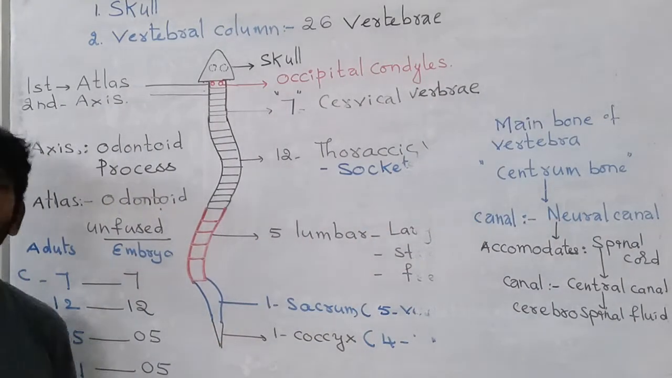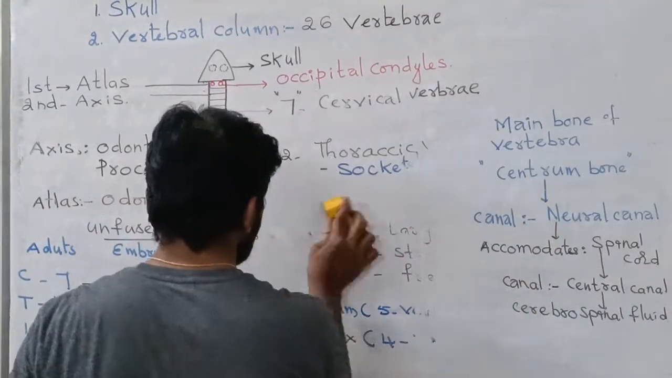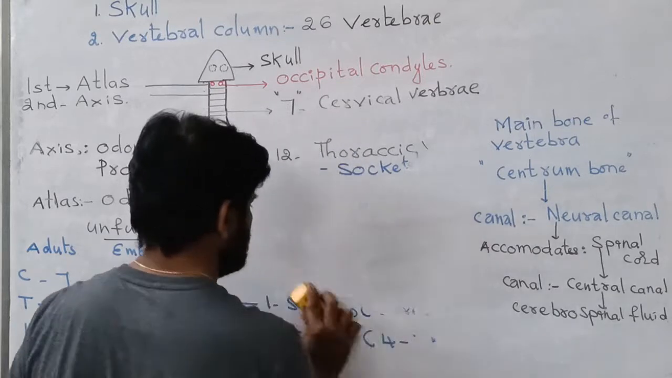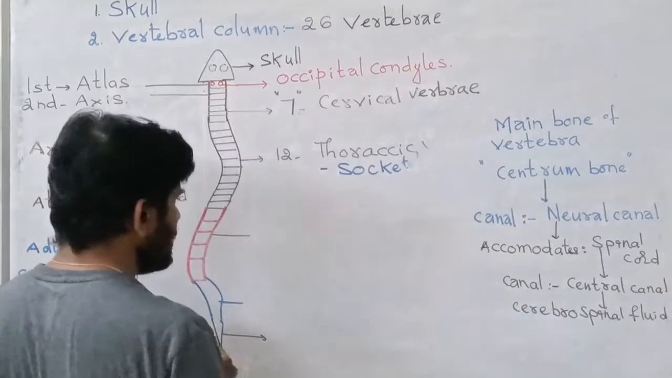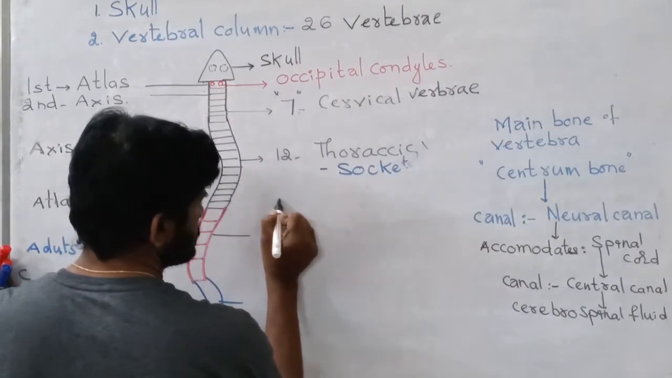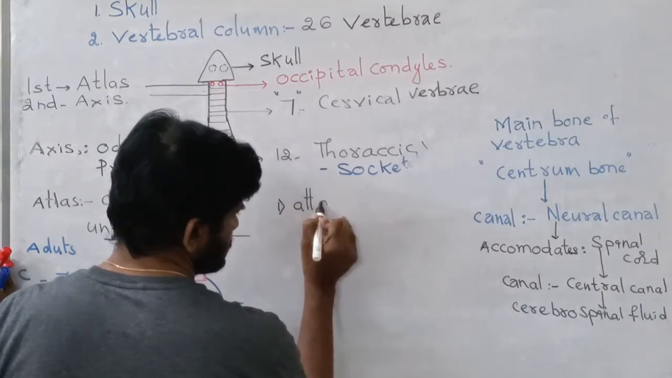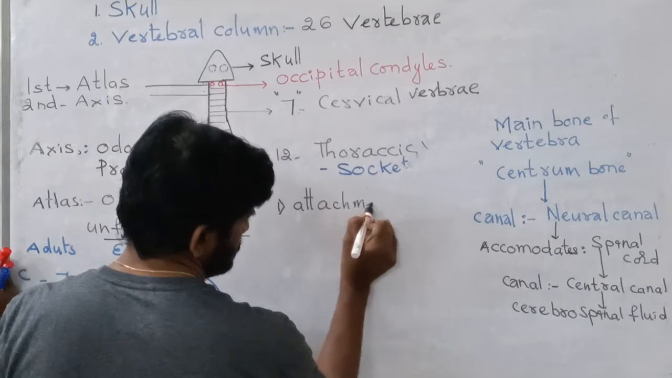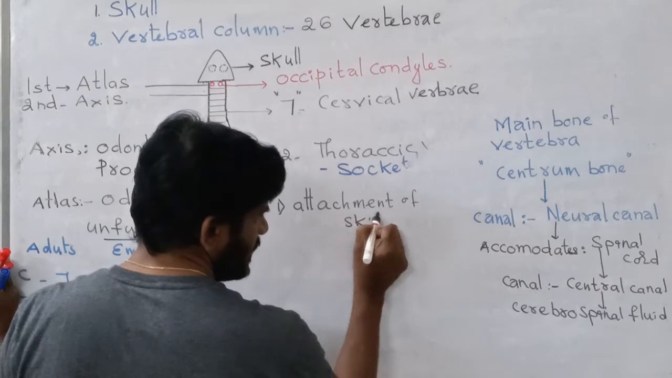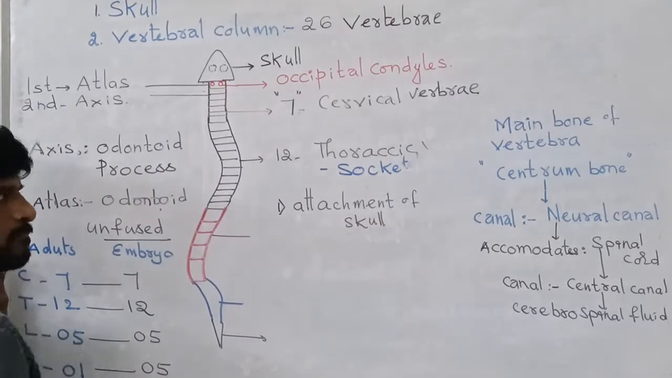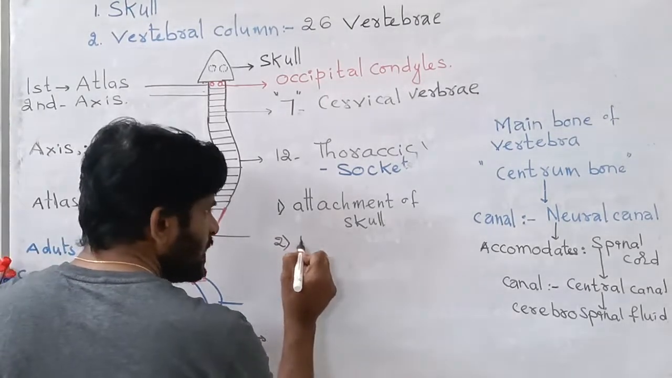Therefore, what are the functions of the vertebral column? The functions are very much important. The vertebral column helps in the attachment of the skull. It bears the weight of the skull. One more: the vertebral column protects the spinal cord.